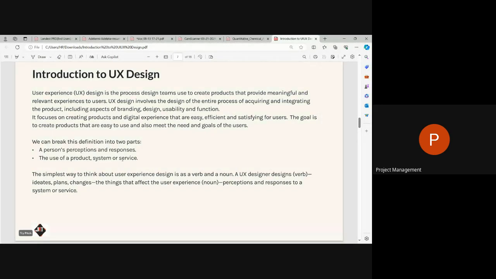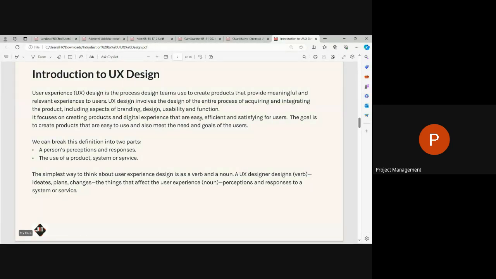UX design involves the design of the entire process of acquiring and integrating the product. That is the aspects of designing, usability, function, all these aspects. What this sentence is just talking about is from the research to the launching, to the final phase of the design. So whatever product a UX designer is coming up with has to be solving the user's problem. That is what that sentence basically means.